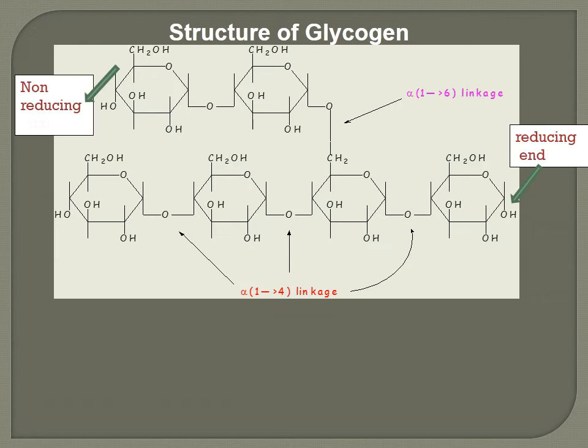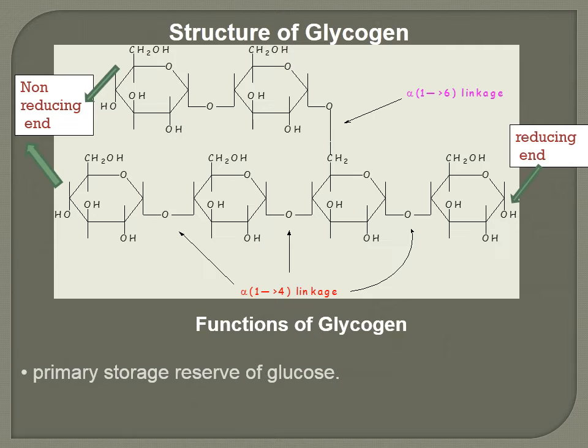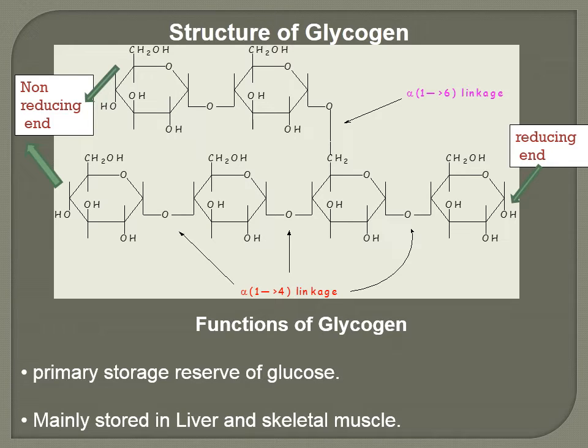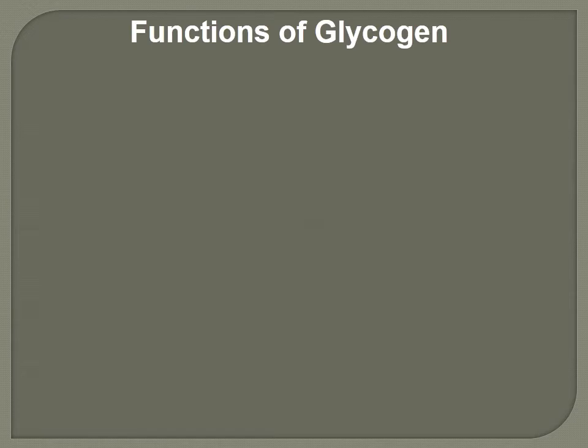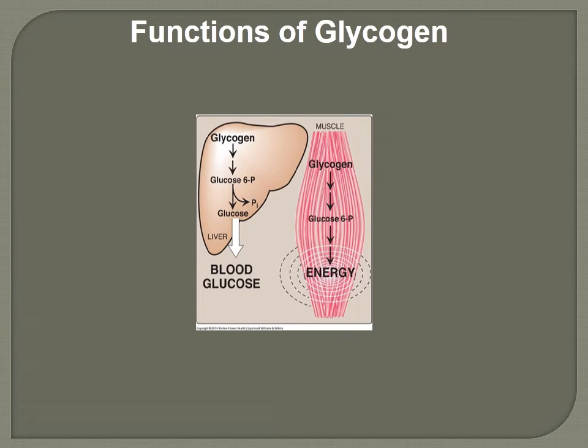is the non-reducing end. And coming to the functions of glycogen, this is the primary storage reserve of glucose and is mainly stored in the liver and the skeletal muscle. So continuing with the functions of glycogen, the glycogen which is stored in the liver helps to maintain the sugar level in the blood during early stages of fasting, or you can say when there is a long gap between the meals. Whereas the glycogen that is stored in the muscle serves as a reserve of glucose for ATP synthesis during strenuous exercise.